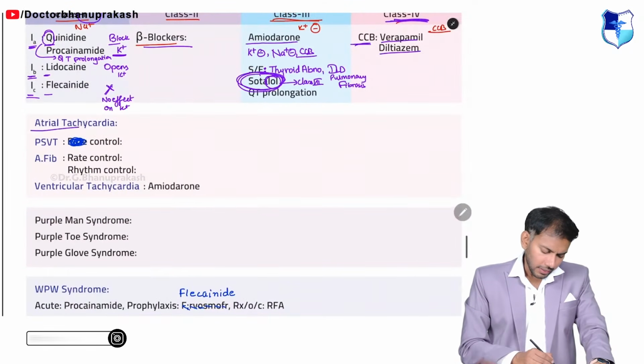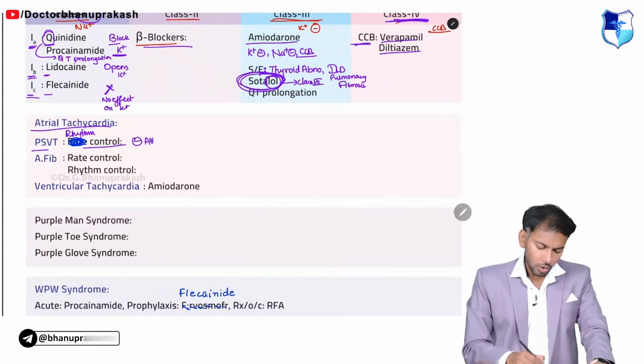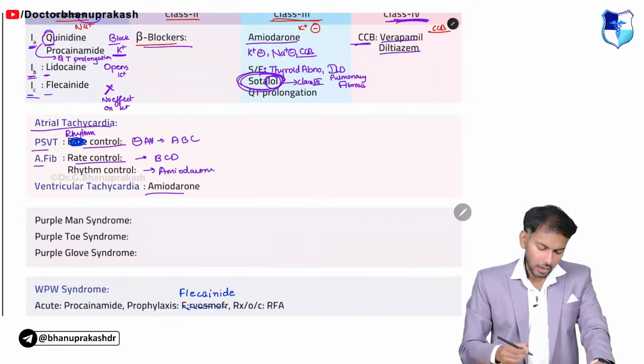So we will see here atrial tachycardia, PSVT, which control? Rhythm control. What are the drugs? AV node blockers. What are they? ABC. AFib, rate control. AV node blockers. What are they? BCD. Rhythm control, amiodarone. Ventricular tachycardia. Again, amiodarone.